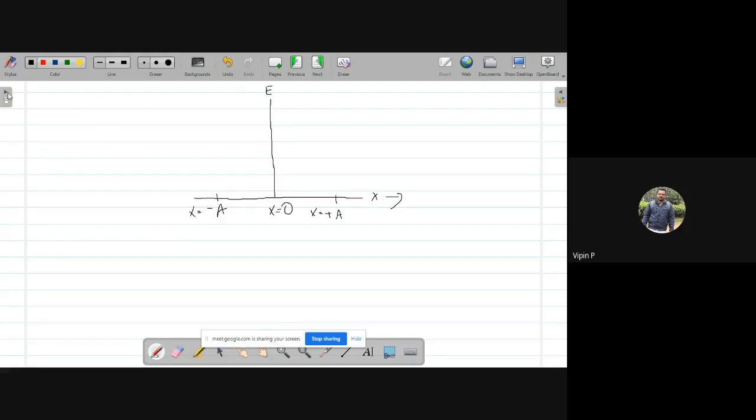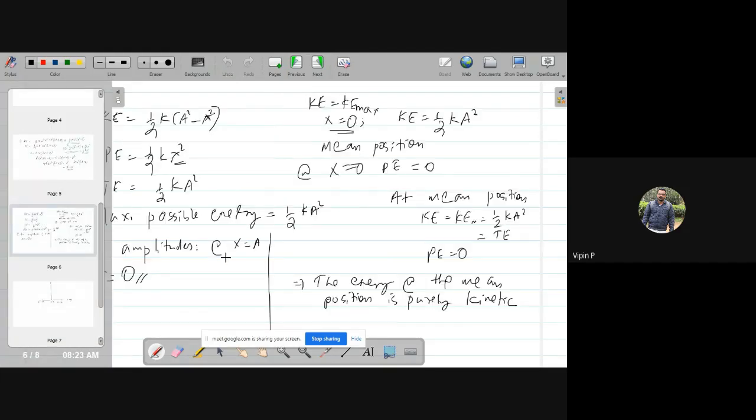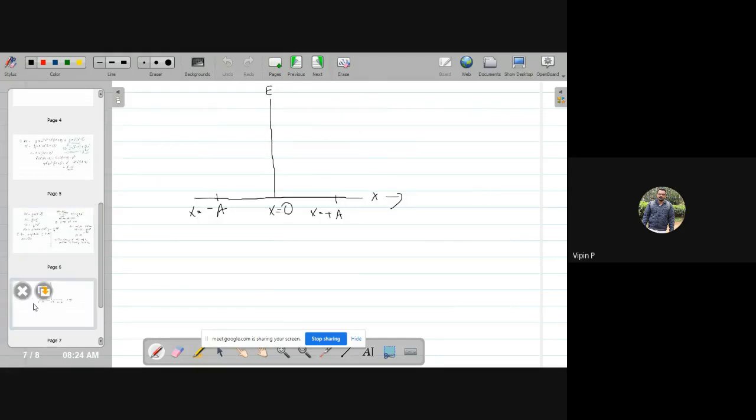If you look at the previous page, what we have found out is at the amplitudes, which is x equal to plus or minus a, at both the amplitudes, kinetic energy is 0. But at the mean position, kinetic energy has its maximum value, which is half k a square. So if I draw a curve, here it's 0, the kinetic energy is 0. And let's say this line over here is the total energy, which is half k a square, the maximum energy. Then at the mean position, the kinetic energy will have its maximum value. So this is how the kinetic energy curve will look like.